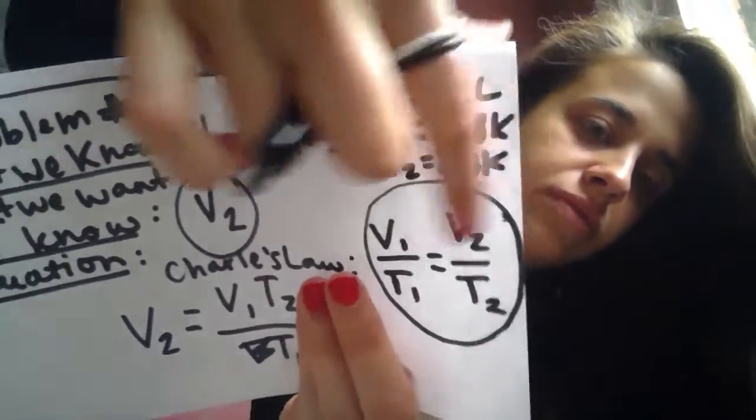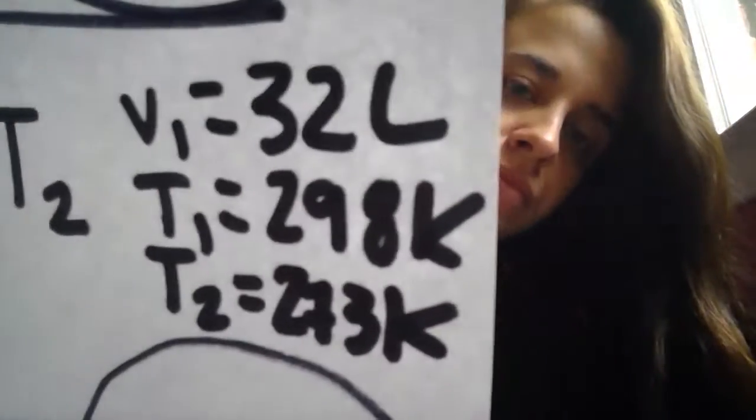So then again, we just plug in the numbers that we have. We know that V1 is equal to, what did it tell us? V1 is equal to 32 liters. T1 is equal to 298 Kelvin. Again, make sure we're using our units. And then T2 is equal to 273 Kelvin. So we have all of our values right there.